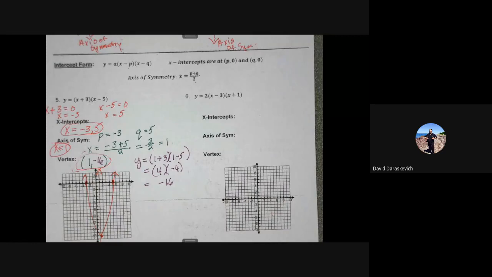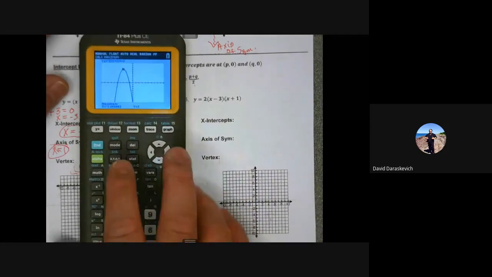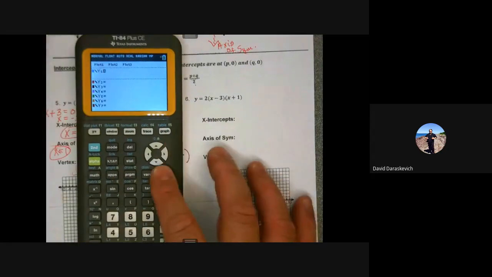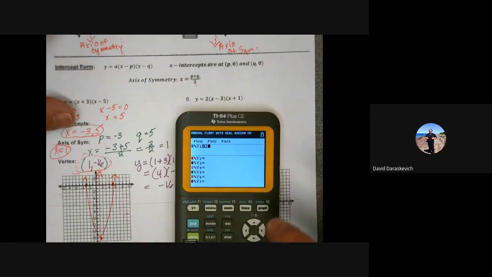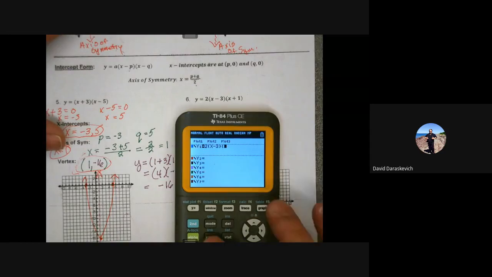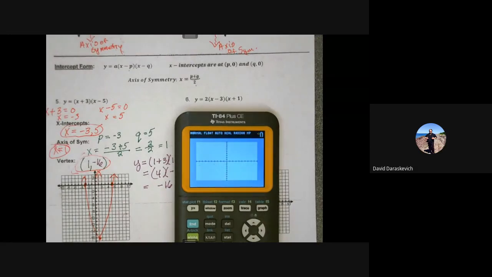Now, somehow I think the calculator version is going to be easier. Let's give it a shot. Okay, go to my y equals. I'm going to put in 2 times, is that 2 or -2? Nope, +2. Times x minus 3 times x plus 1. Graph it. Hopefully it'll fit in my window. And it does.